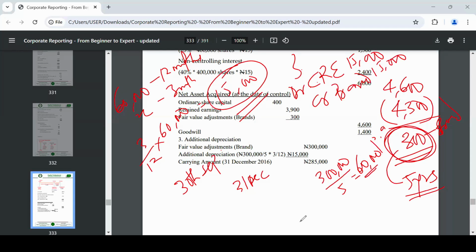What will show in my consolidated statement of financial position is not 300,000. Rather, what will show will be 300,000 minus 15,000 equals 285,000. Is this clear?